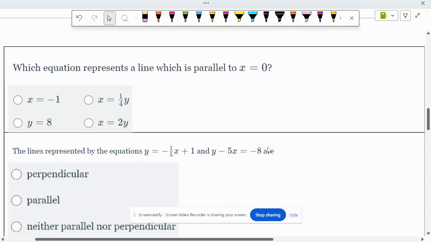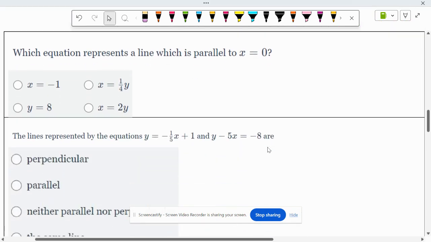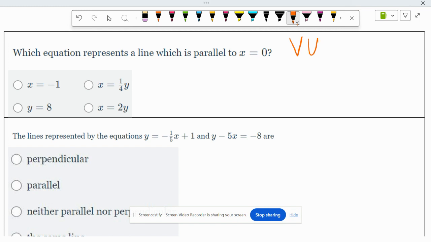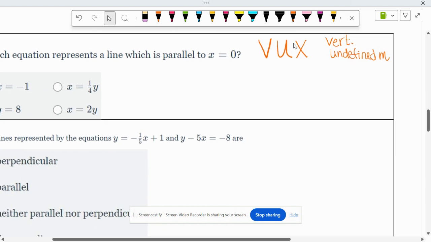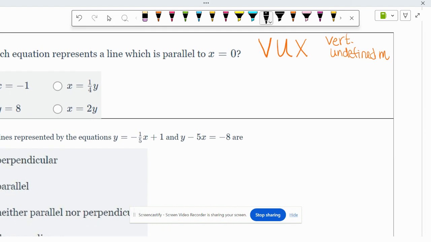Okay. Next one. Write the equation that represents a line that is parallel to x equals 0. What kind of a line is x equals 0? It's a vertical line, and it has undefined slope. Okay, so if I need to draw a vertical line with undefined slope, well, let's just kind of visualize it.